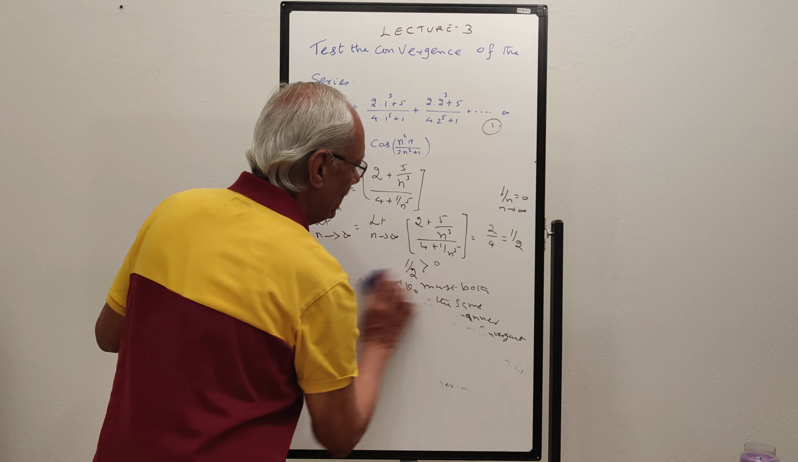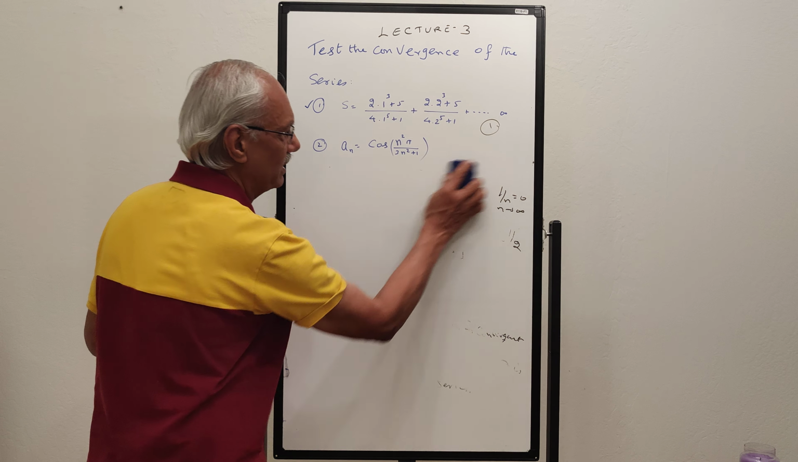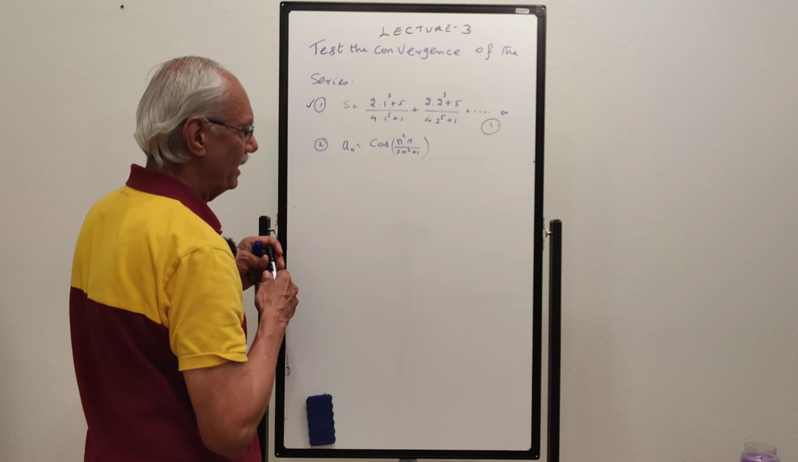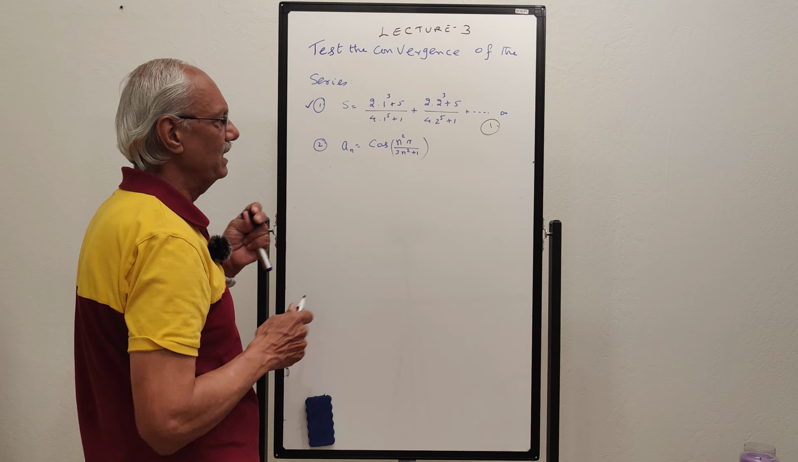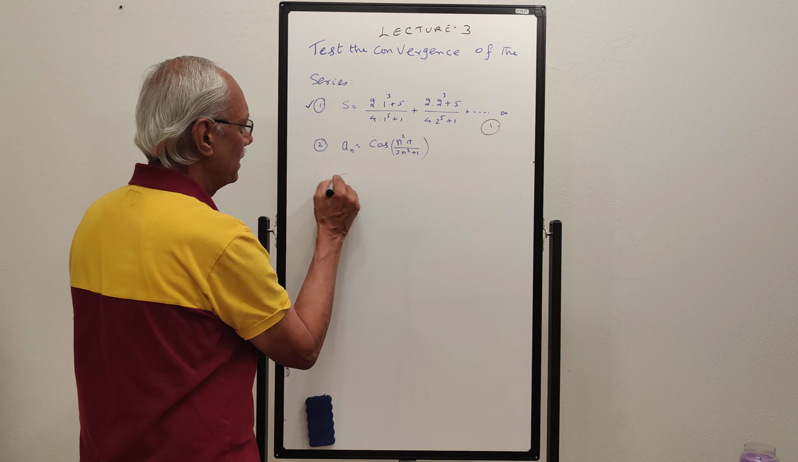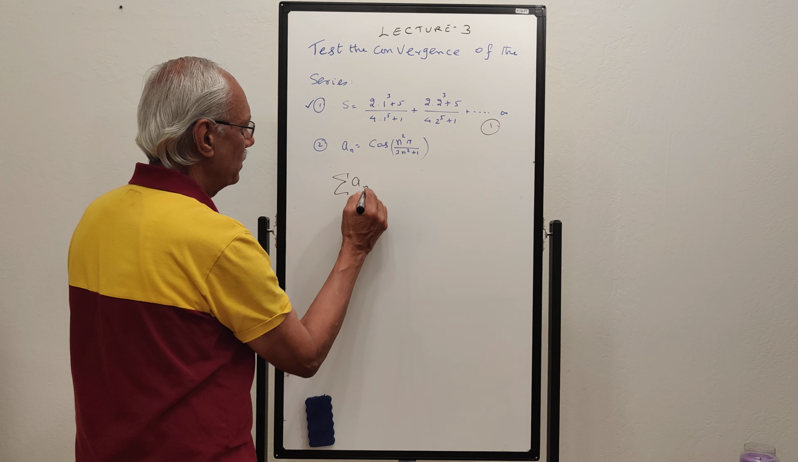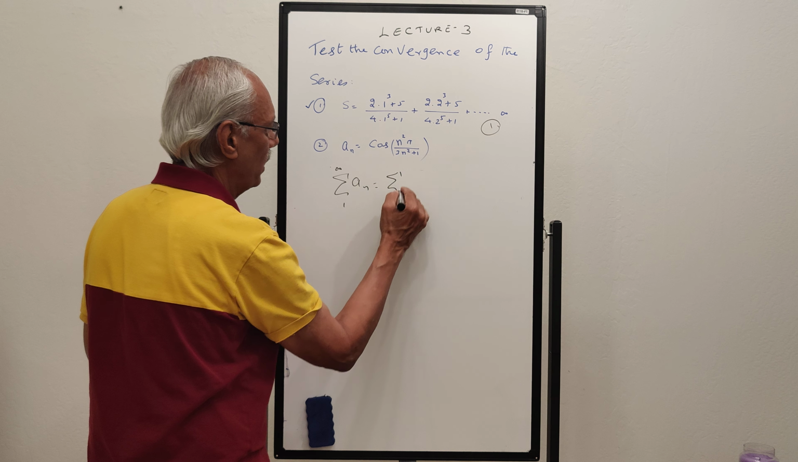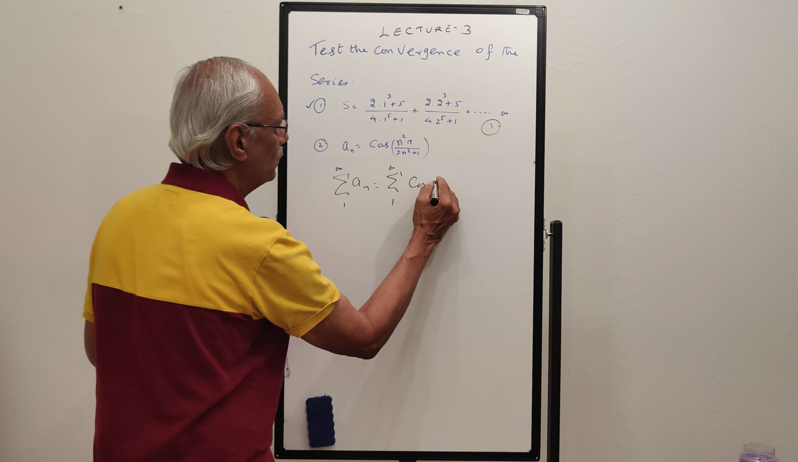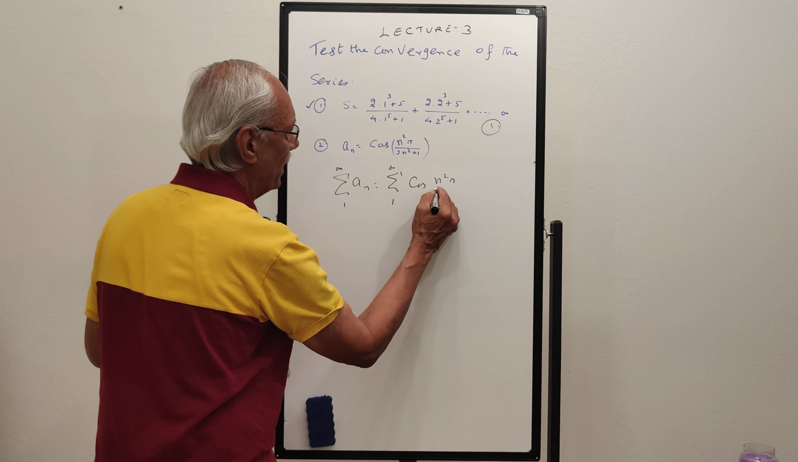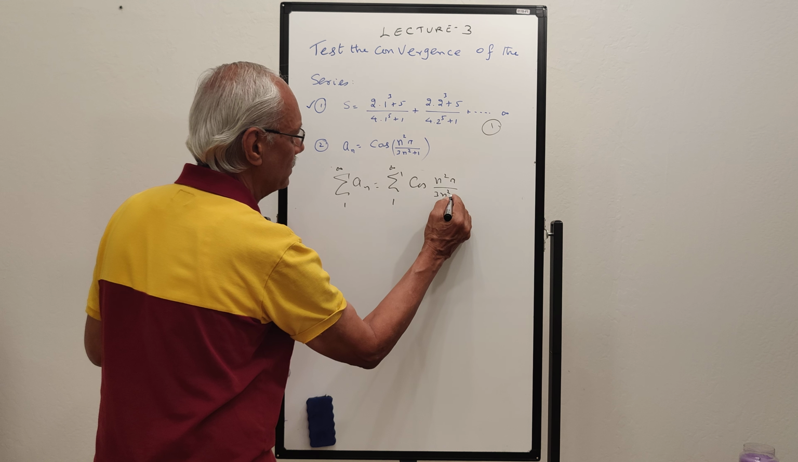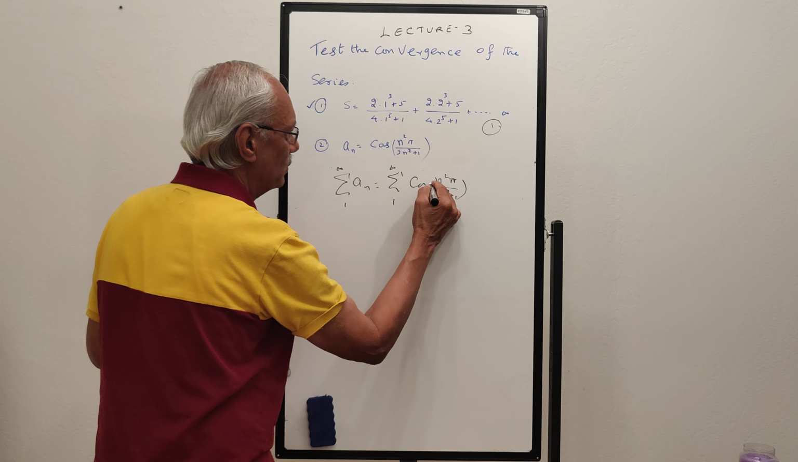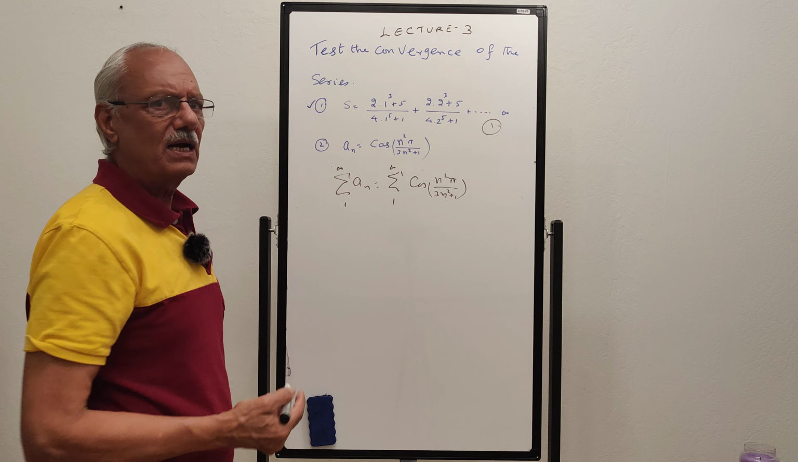Now let me move on to the second one. Second one, it's a simple problem only. So this is actually a series, sigma of an, 1 to infinity, equal to sigma of 1 to infinity of cos of n square pi divided by 3 n square plus 1. We have to find whether this is convergent or not.